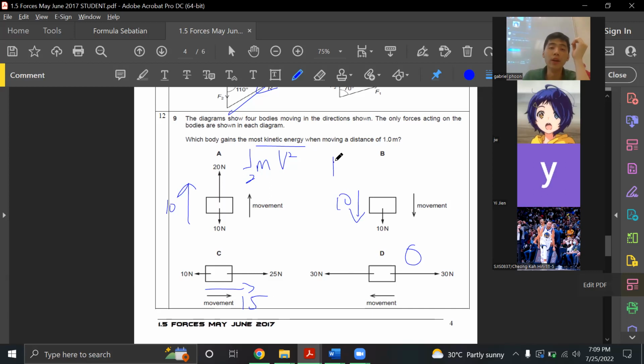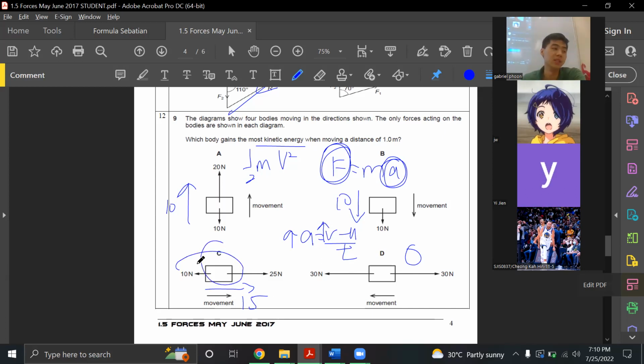Guys, according to, yet again, the F equals ma formula, whichever one has the greatest force will have the greatest acceleration. And according to the a equals v minus u over t formula, whichever one has the greatest acceleration will end up with the greatest velocity. This is how you're supposed to relate other formulas all together, guys. This is very, very important. And from here, obviously, C is the answer.